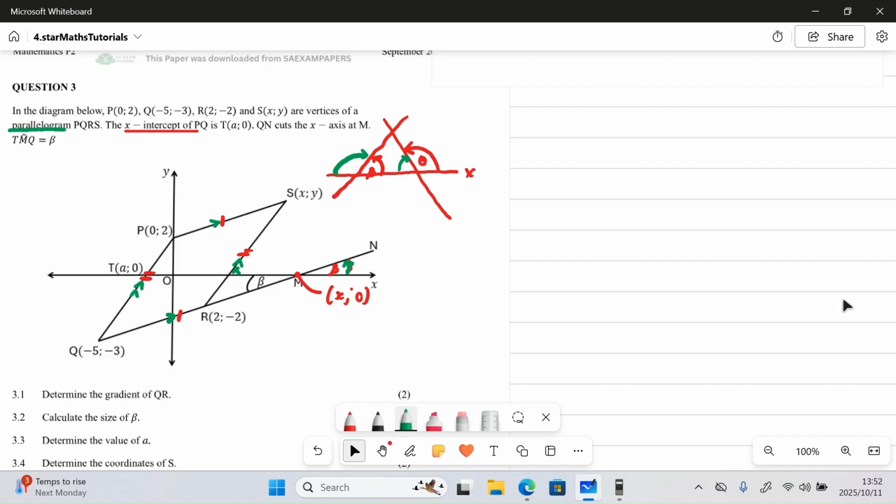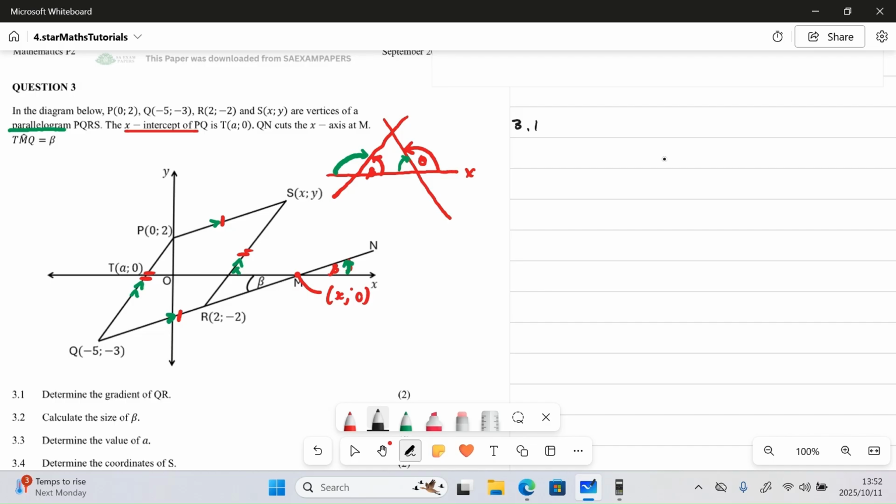Yes, the examiner is giving us the answers here. Determine the gradient, meaning for you to find the answer to this question, you must find the gradient of QR. So, in other words, the examiner is saying use the gradient formula. But let's go and check. Can we find the gradient of QR?